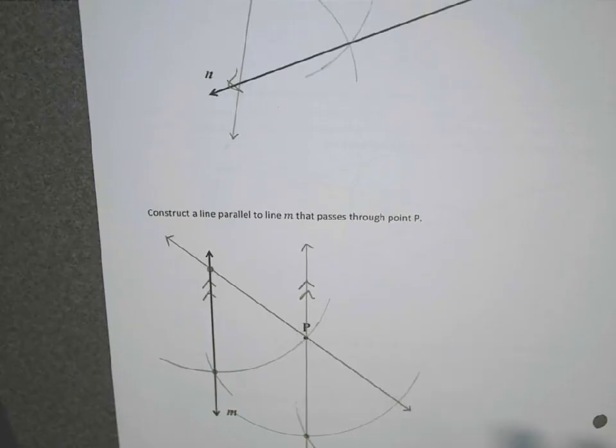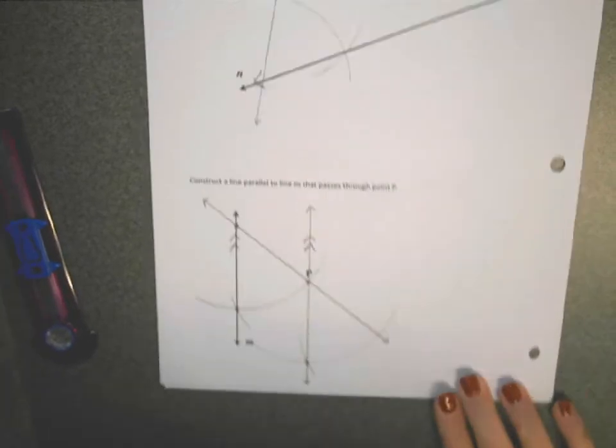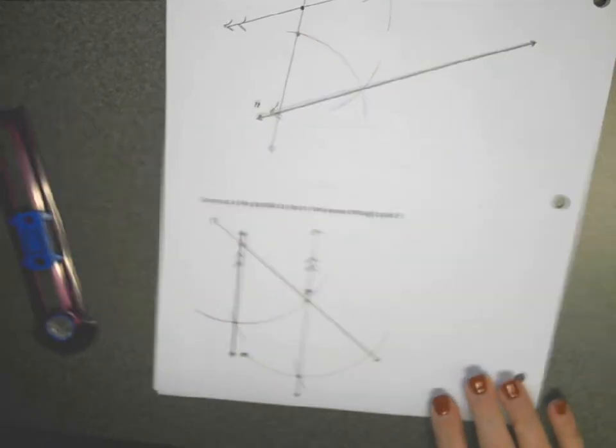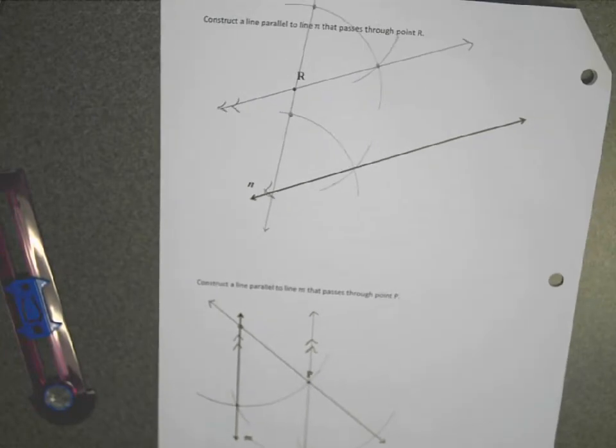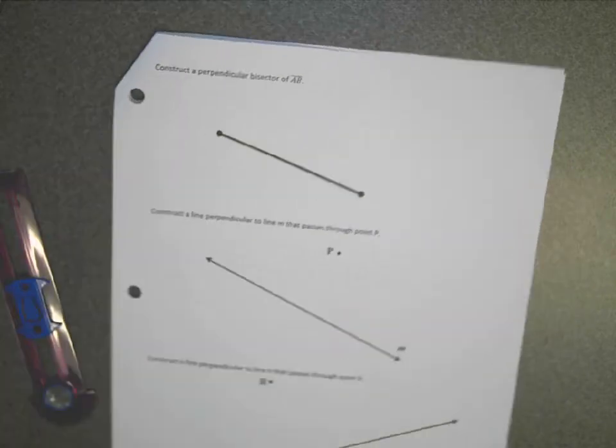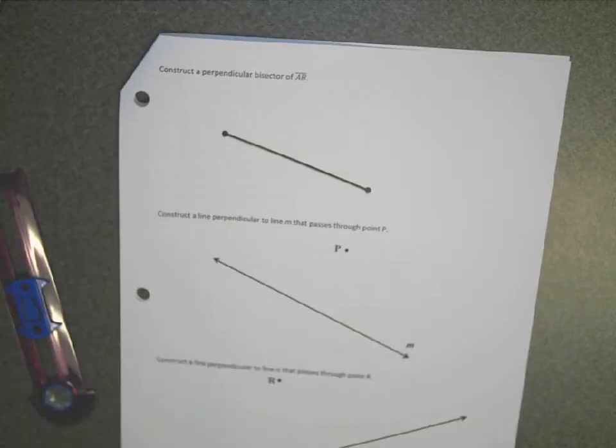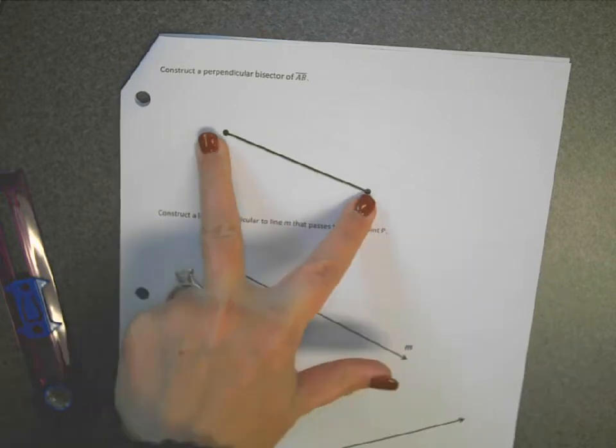Okay. So here are our parallel lines. They should look something like this. Next we're going to construct a perpendicular bisector because that was review. Does anyone remember how to construct a perpendicular bisector of this line?